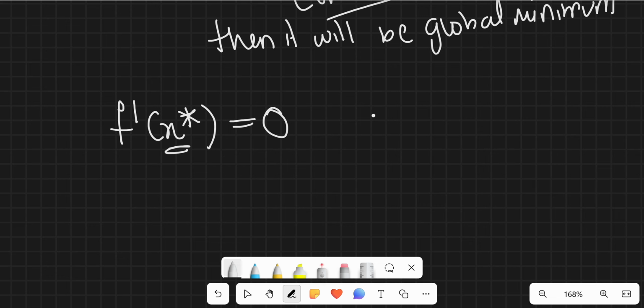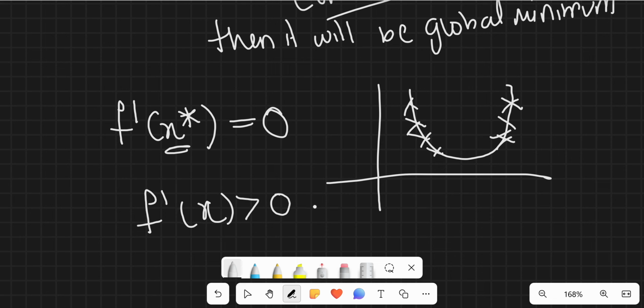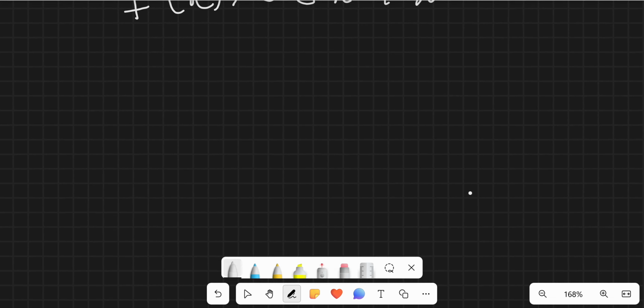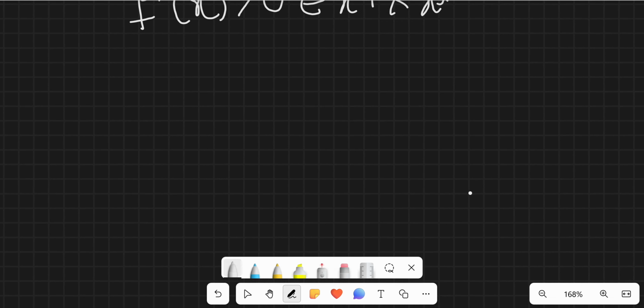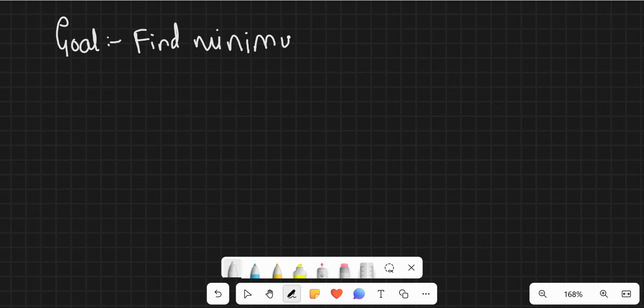Also, every other point in the curve, like all these points that are not my minimum point, for them my derivative will be greater than 0 for all x, for all x that is not x star. So keeping this property in mind, let us study gradient descent algorithm. So in gradient descent algorithm, our goal is to find the minimum of a function f(x).